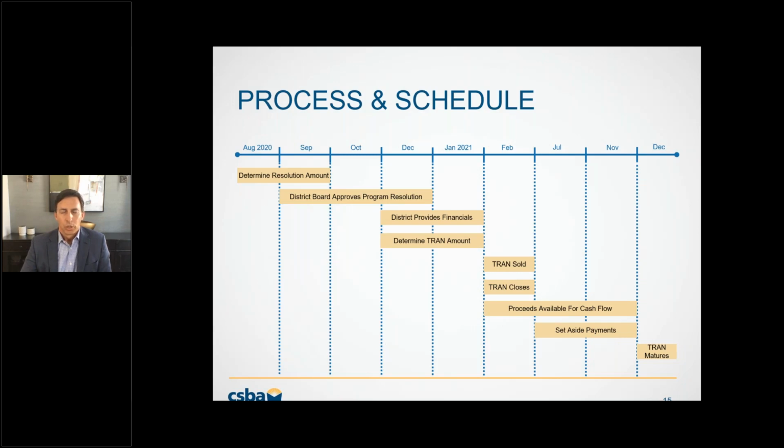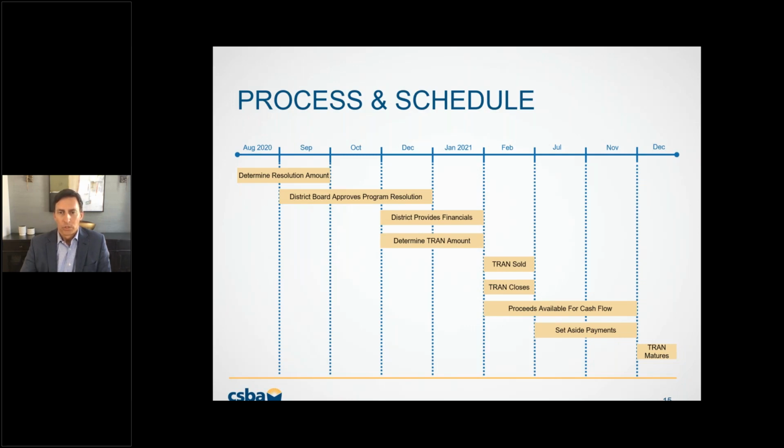So then December, January, after first interim, we can really look at the cash flow after first interim. We'll get the governor's budget proposal in January. Then we can work with district staff on the cash flow projections, determine the TRAN amount, and be prepared to have that TRAN issued in February or early March. And we talked about on the prior slides, those proceeds would then be available for the district's use for cash flow from February to November.